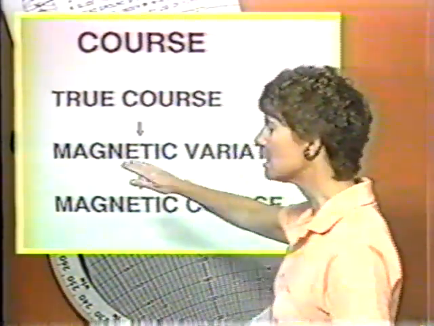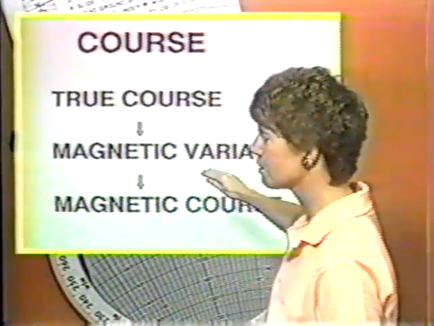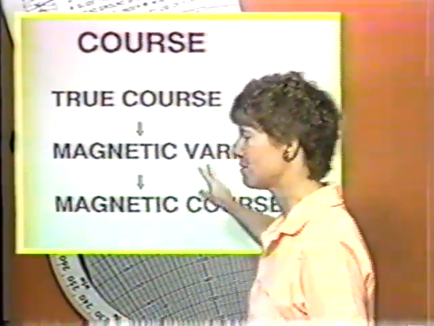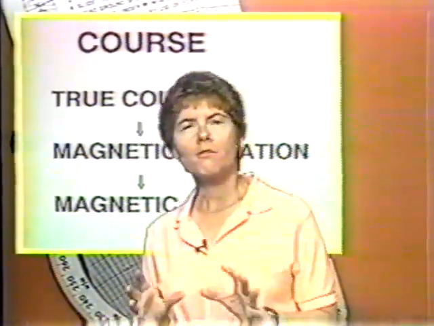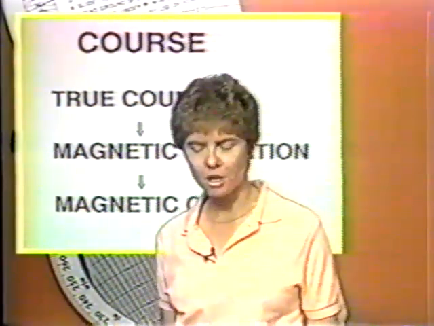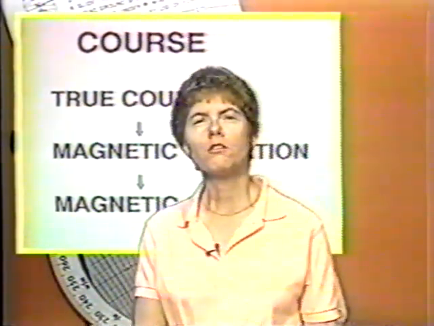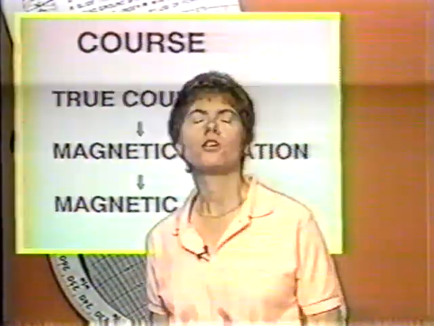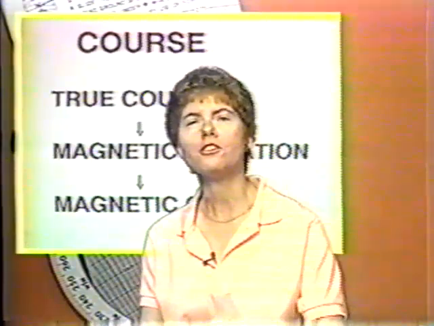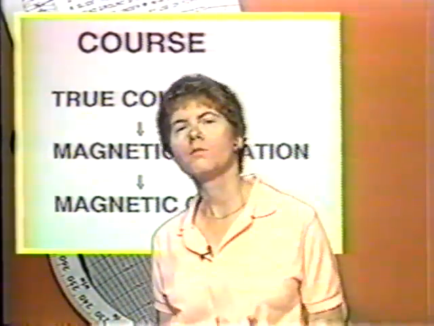Magnetic variation is the difference between the true North Pole and the magnetic North Pole, and you find magnetic variation by looking on the red dashed isogonic lines on the sectional and world aeronautical charts. From true course to get to magnetic course, you have to compensate for this magnetic variation. Now, to get your magnetic course, there's a couple of ways to do it.